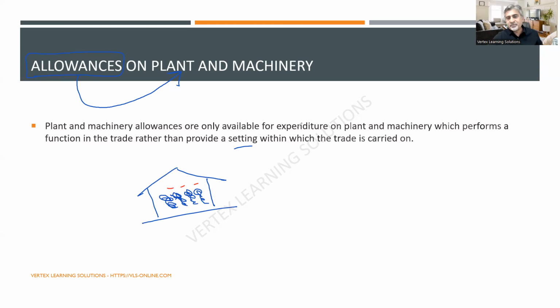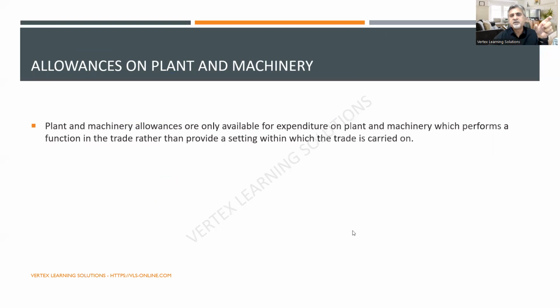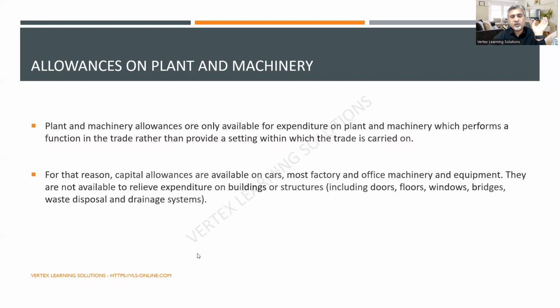So it says that the machinery allowances are available for expenditure on plant and machinery, which performs a function in the trade rather than setting. Setting means the environment within which the trade is carried on. So you cannot say that my furniture and this and that and everything is plant and machinery. No, plant and machinery is only that particular piece of equipment which is performing the function.